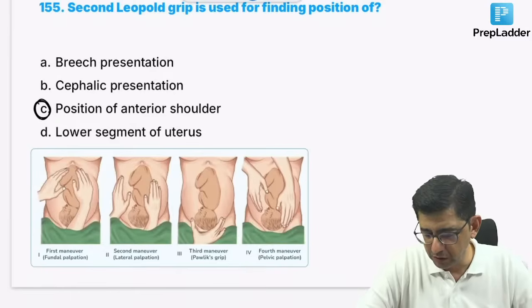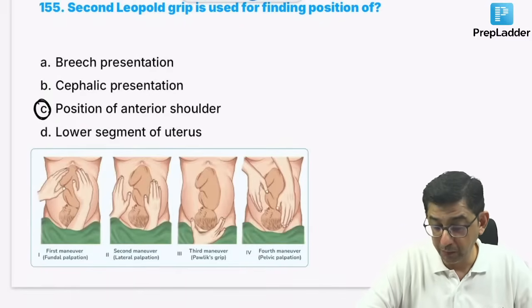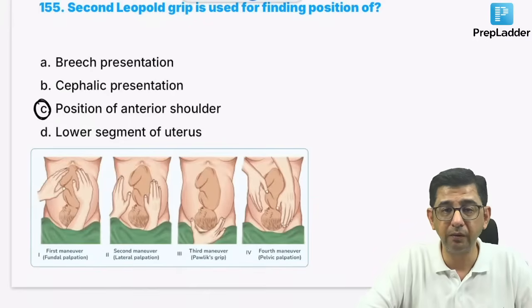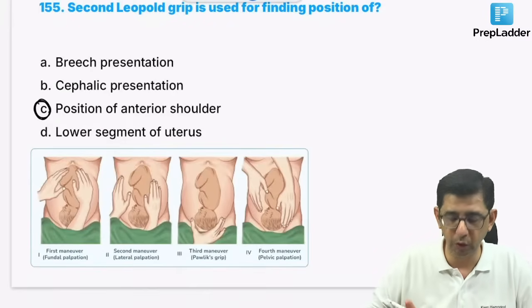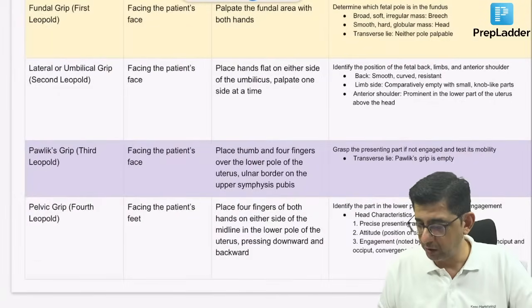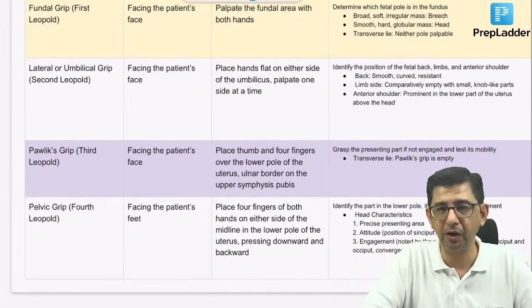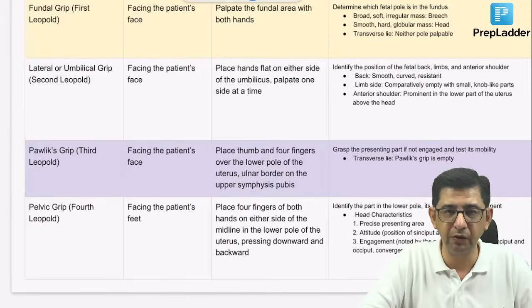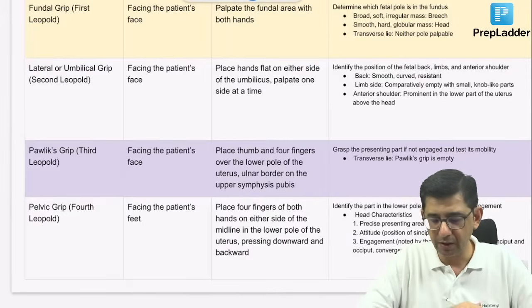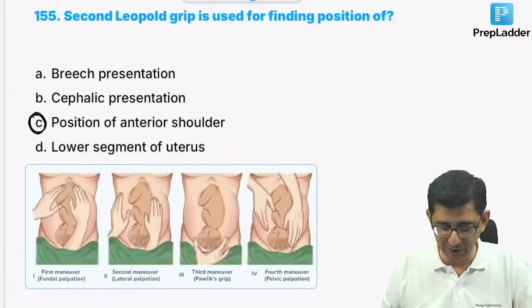And the third one is called the Pawlik grip. That helps you know about the engagement that would be occurring subsequently. You have already known whether it is a cephalic or vertex presentation, but Pawlik would let you know about the transverse lie and the engagement as well, because if the part has not gone down into the pelvis, then we say the head is non-engaged. Exactly. So this is a simple table which you are already aware of, so I don't need to teach you all this. You are familiar with this.